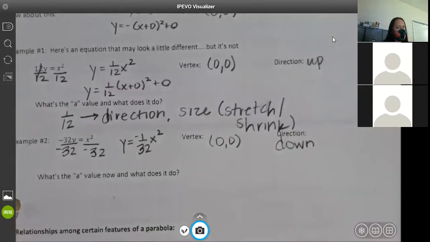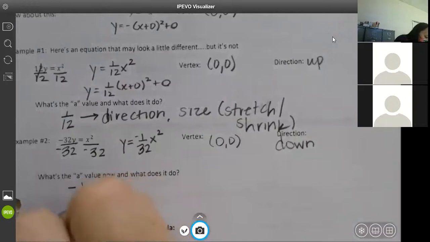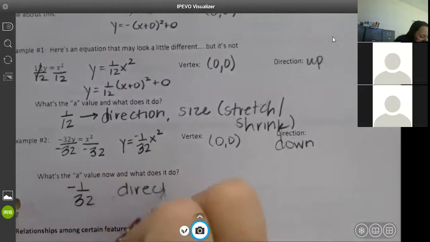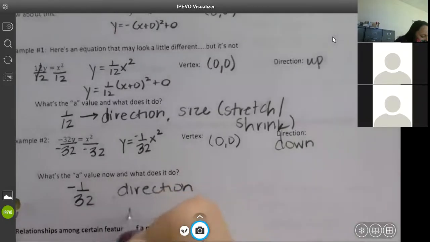Stretch or shrink? Okay. So the A value right now is that negative 1 over 32. And again, it tells you the direction and whether it's a stretch or shrink.